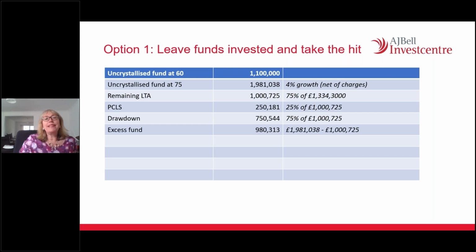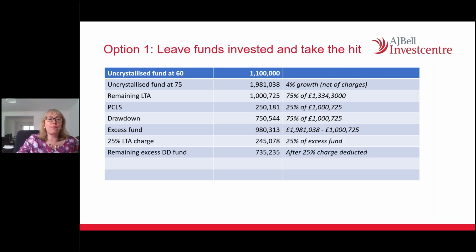His fund was worth 1.98 million, and the remaining lifetime allowance was roughly 1 million. So he is going to have an excess fund. And again, that's £980,000. And take the charge of 25% off that, and he's going to put the rest of it into drawdown. So that's £735,000. So his total drawdown fund at age 75 is roughly about 1.5 million. But he hasn't got any lifetime allowance left.